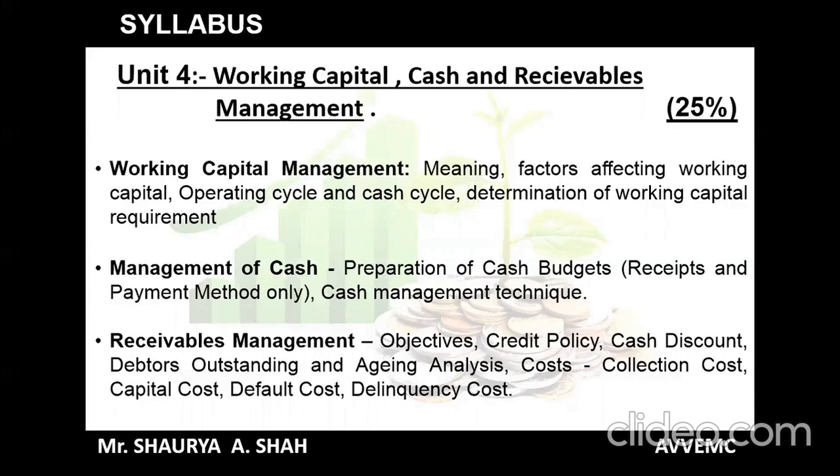The third and last part of the chapter is receivables management. Now, regarding receivables, you must be knowing the terms bills receivable and accounts receivable.